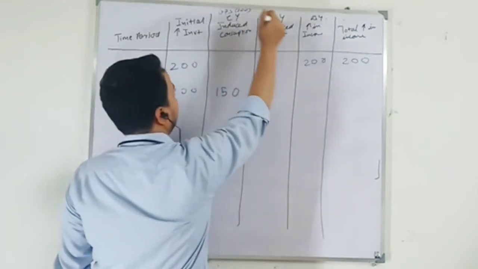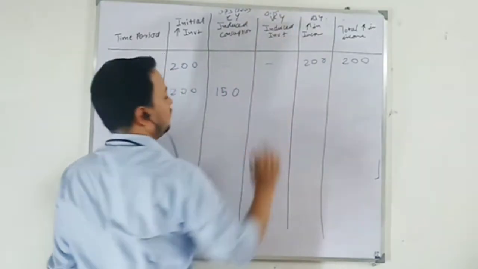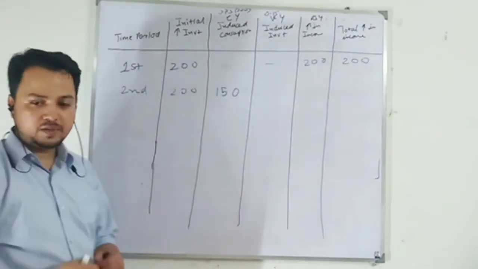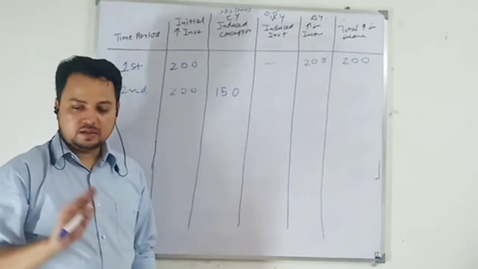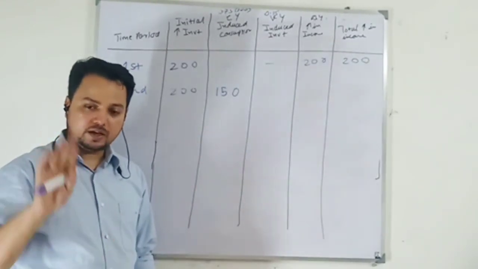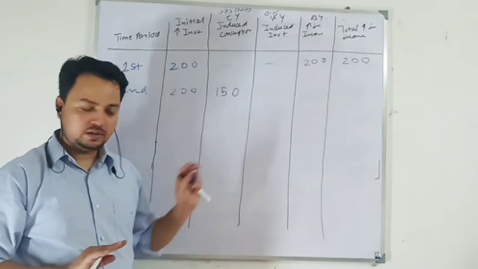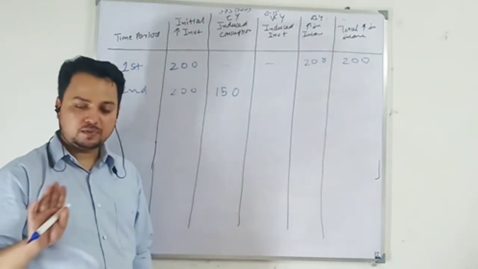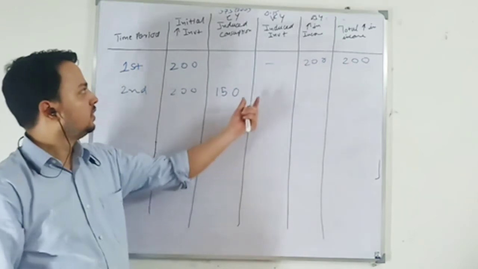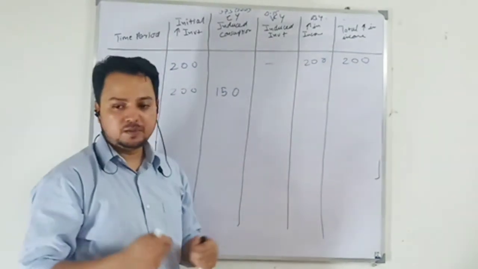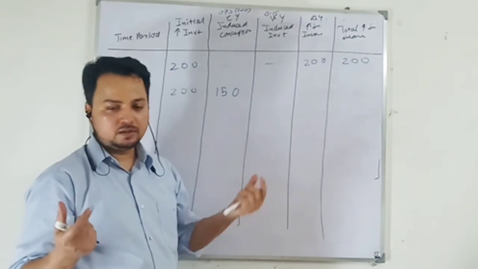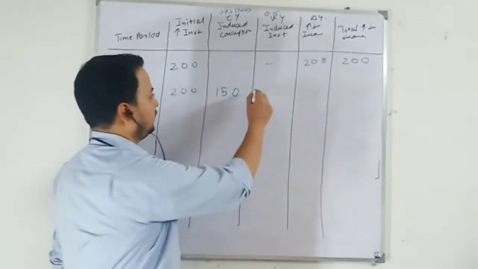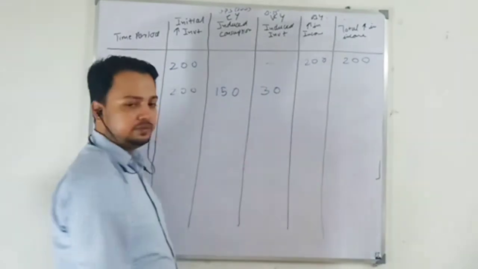Induced investment is 0.15, that is, 15% of income. That means when your income increases, demand for capital goods also increases. Yesterday's assumption, remember, we are using the same assumption here. So induced investment will be 15%. Out of 100 it will be 15, out of 200 it will be 30. So induced investment will be 30.